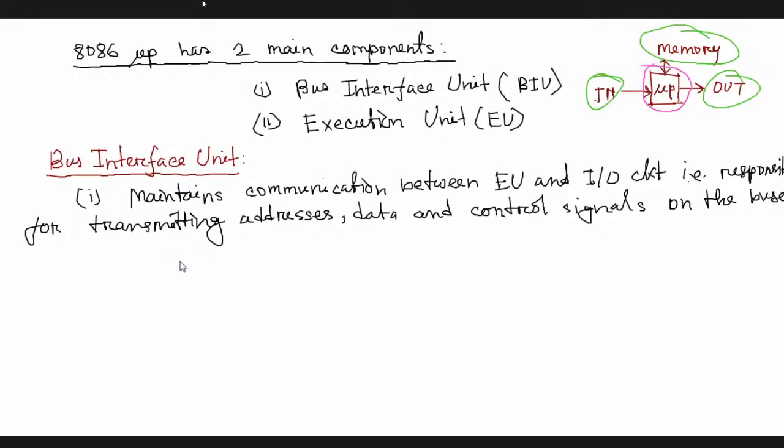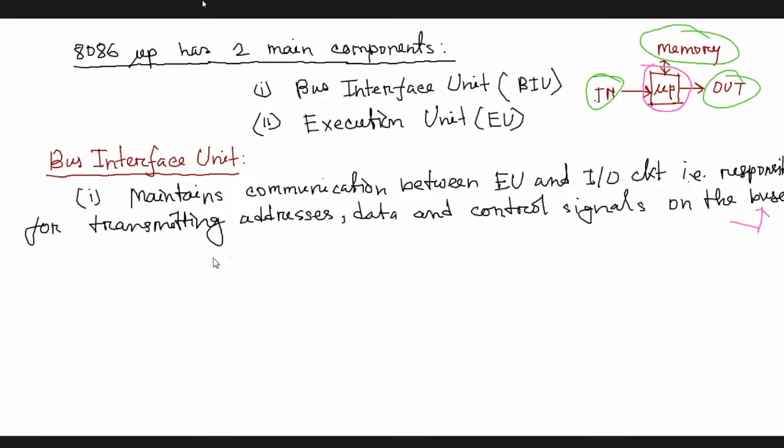So it transmits address, data, and control signals on the buses. Okay, so what is a bus? I think you already know what a bus is, right? Let me give you the definition of bus. We already discussed buses. There are three types of buses, system buses. If you ask what buses are, they are a set of wires or connections connecting the CPU, memory, and input-output ports.